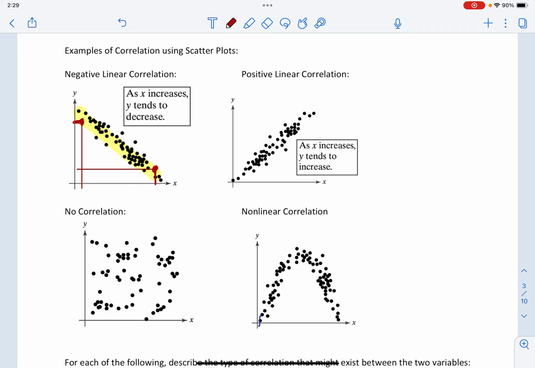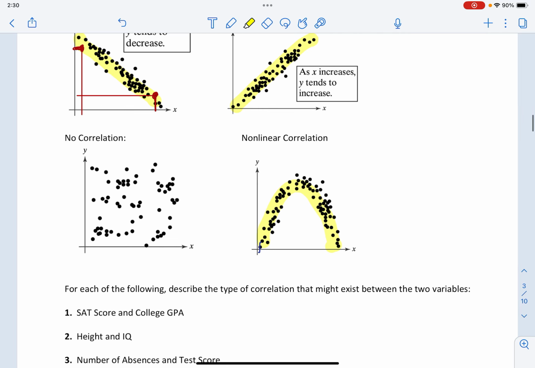For positive linear, we could see it's the opposite, or as x increases, so does y. So they both increase together. That creates that upward trend, or what we're calling positive linear correlation. The next one, there's no correlation, right? Just the dots are scattered all over the place. Or we could have a nonlinear, which is a pattern, but it's just not in a straight line. In this case, it's parabolic.